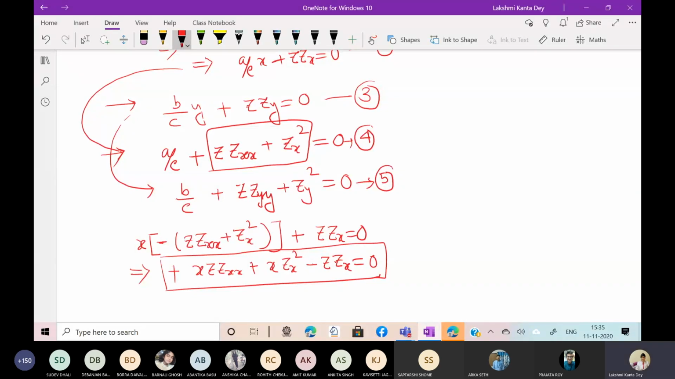Can you find any other? Yes, if you put b/c in this equation, you will get another. So in this case, we see the order of the partial differential equation is more than 1, but the partial differential equation is not unique. Clear? Yes, sir. Okay. Then in my lecture notes, you will see there are several other exercises, so you can solve those exercises.